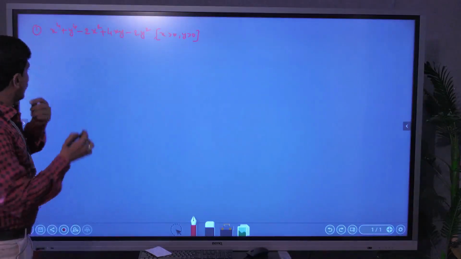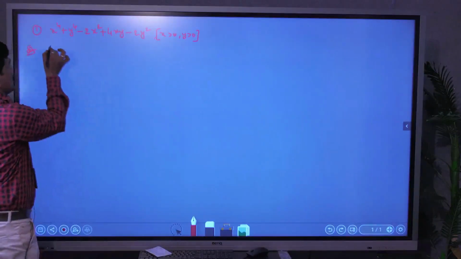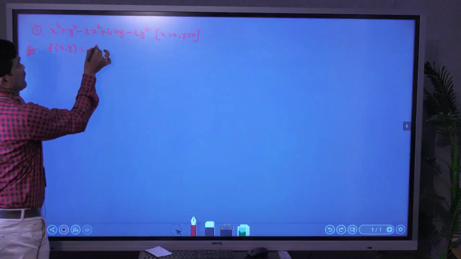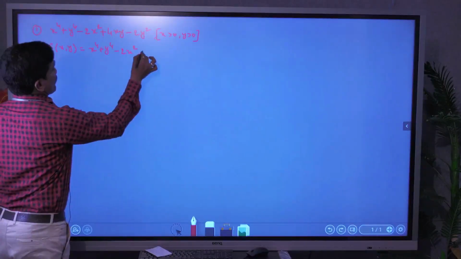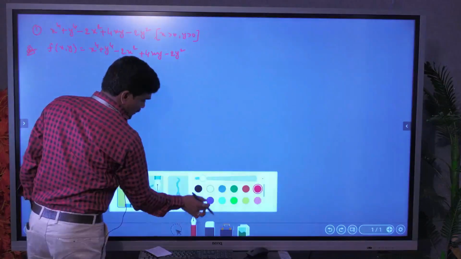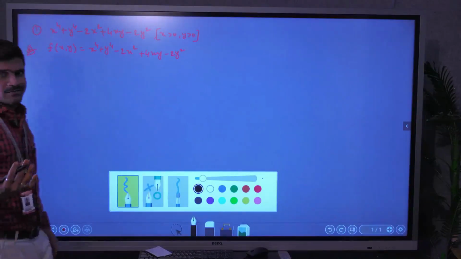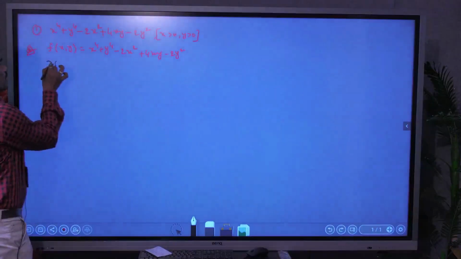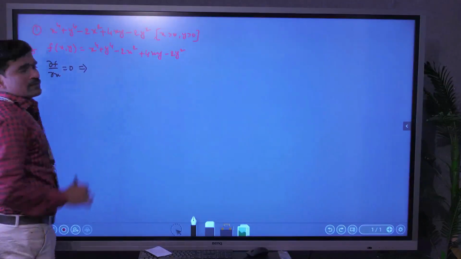The procedure: first of all, let the given function be f of x comma y. So f of x comma y is equal to x power 4 plus y power 4 minus 2x square plus 4xy minus 2y square, right? This is the function. Now first of all calculate dou f by dou x is equal to 0 and dou f by dou y is equal to 0, right? Dou f by dou x is equal to 0, so that means the derivative of f with respect to x.